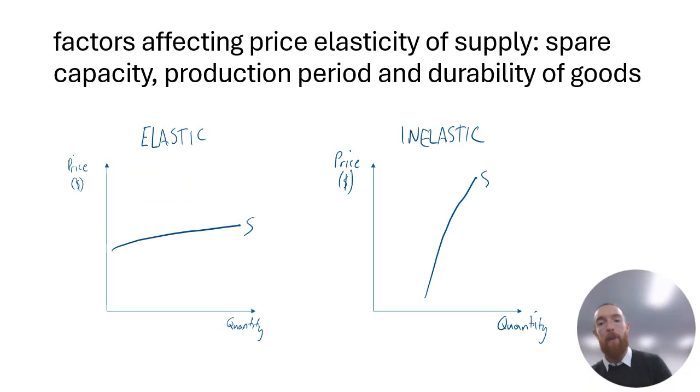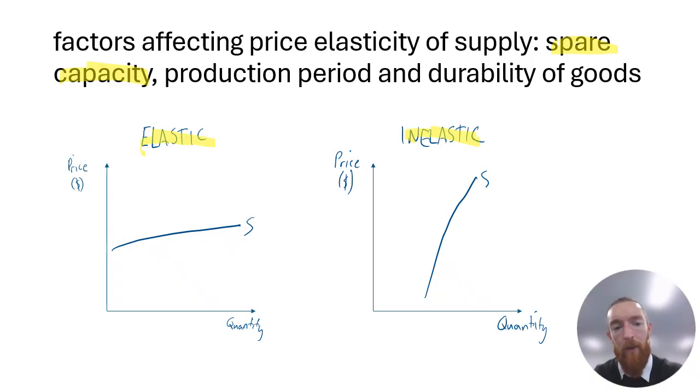Then we've got elasticity of supply. So we've got three main factors for that. We've got spare capacity, which refers to how much plant or equipment you have available to make more. So if you're at capacity, you can't produce any more, therefore supply is going to be inelastic. If you have a lot of spare capacity, it's going to be elastic because you can quickly, if price changes, use more of your equipment to make more.